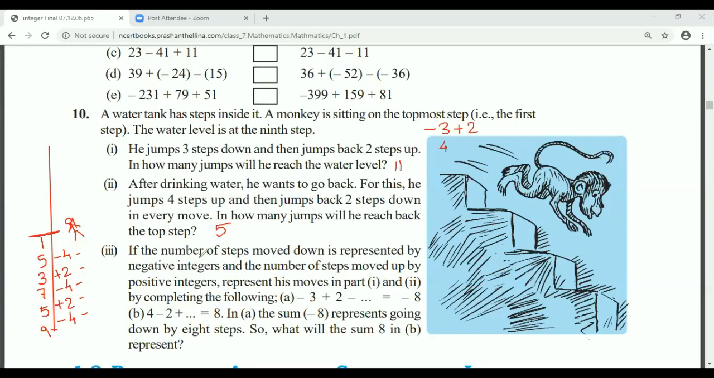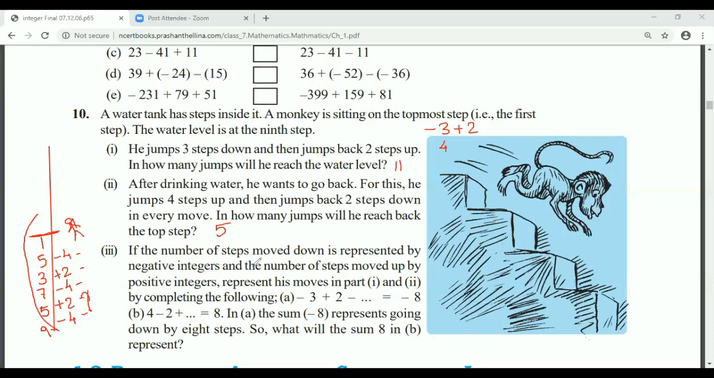In the third question, it is given that the number of steps moved down is represented by a negative integer. Okay, but while I was explaining this, I represented it in the reverse manner. That means the steps moved down I represented by positive, and the steps upward I gave with the negative. So anyway, the concept is the same.